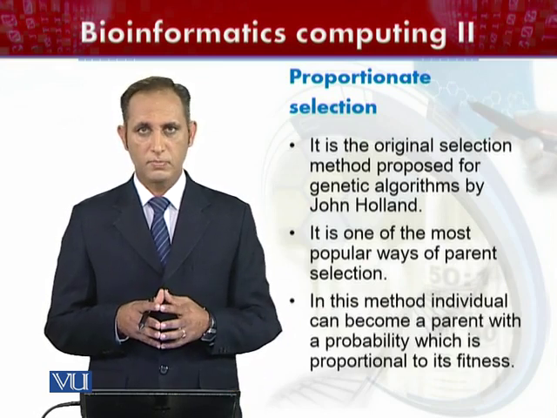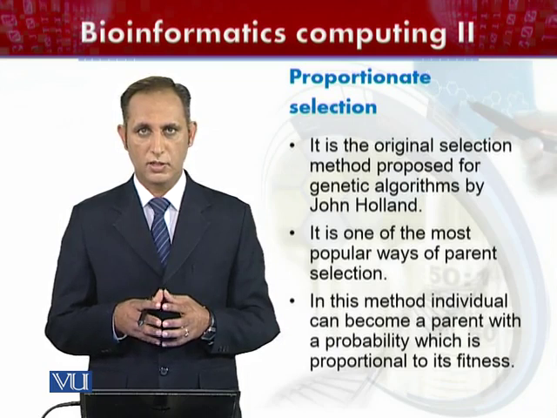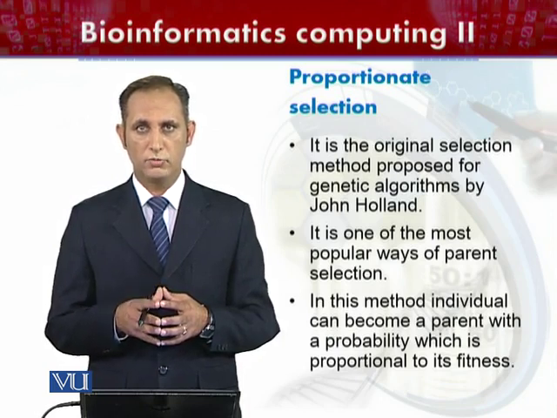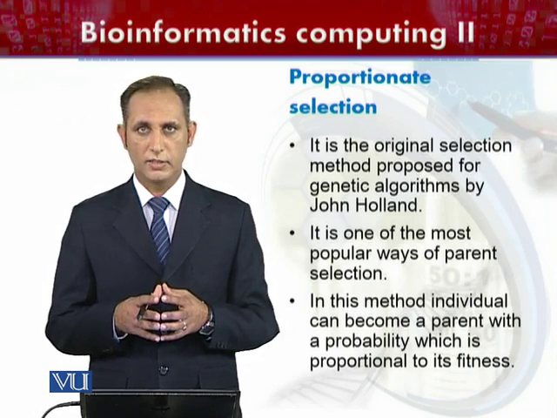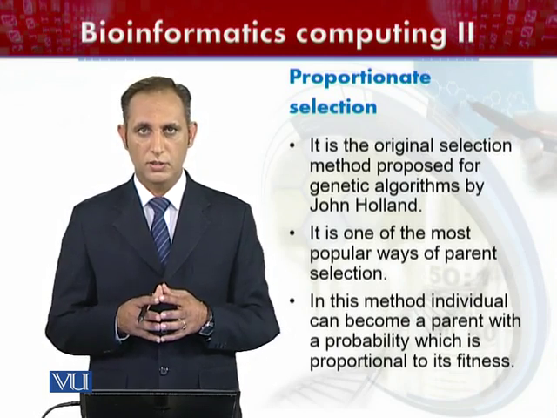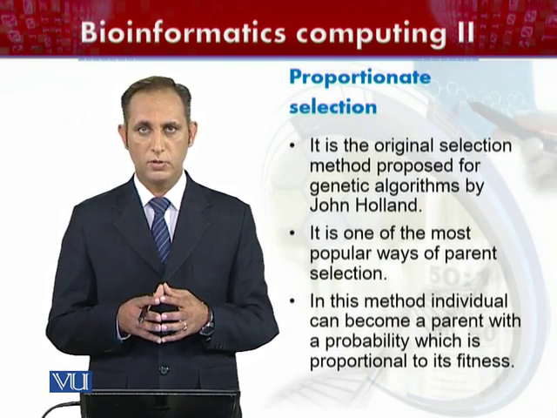In this method, individuals are selected on the basis of their probability, which depends on how high their fitness is. By this we mean that the fitter the individual, the more chance that individual has to be selected as a parent for the next generation. So in simple words, the selection of a parent is directly proportional to its fitness value.